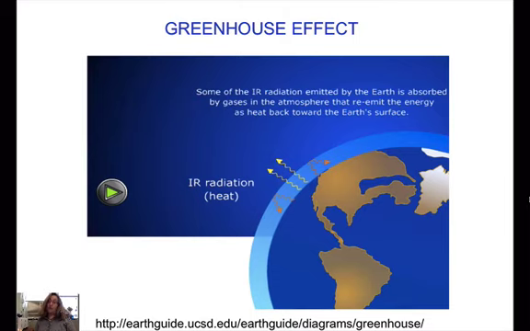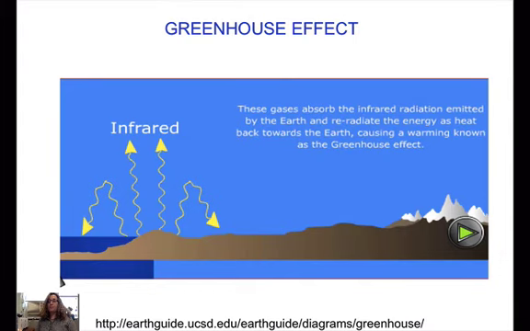Some of that infrared energy is absorbed by gases in the atmosphere, gases that we call greenhouse gases. And that energy is then re-emitted in all directions by these greenhouse gases. The energy can be reabsorbed at the Earth's surface and then re-emitted in all directions to again either be absorbed by greenhouse gases or lost to space. Let me show you what these gases do.